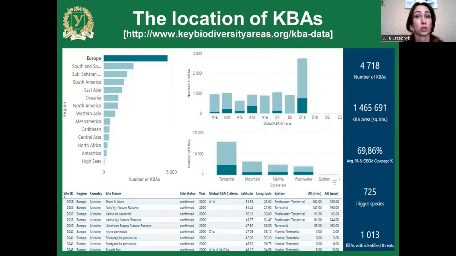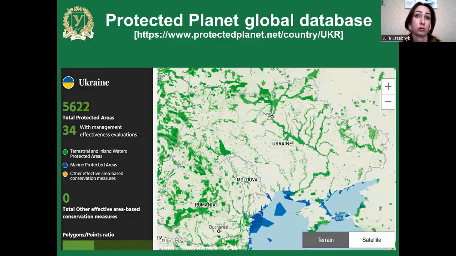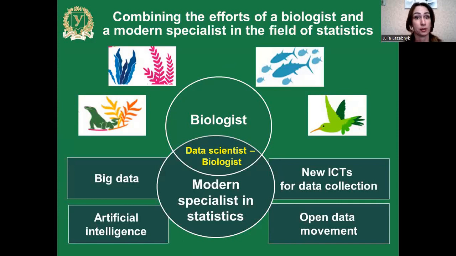Among the potential sources of information, the following were identified. The first, information about the location of key biodiversity areas can be found on the official site of the KBA partnership by the link on the slide. It should be noted that for Ukraine, the information is presented for the year 2000. Second, information on protected areas can be found by searching the Protected Planet Global database. You can see the link on the slide. Let's now look at the next slide.